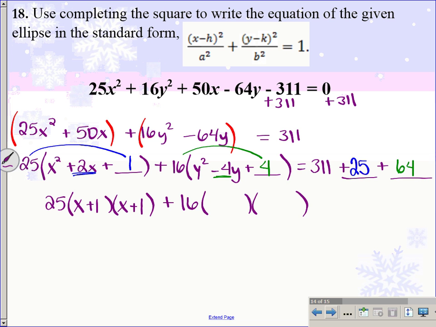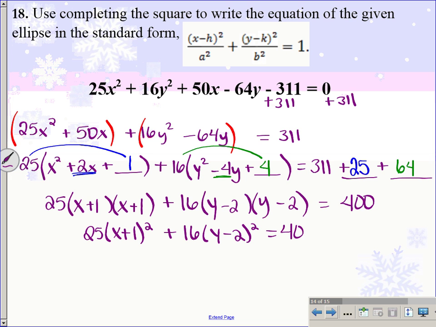For the y's, I'm looking for factors of 4 that add up to -4. Well, that's going to be -2 and -2, because they add to -4, but they multiply to +4. And on the right, if I combine all my like terms, 311 plus 25 plus 64, you get 400. Okay? Now the whole reason we wanted to write the two binomials is so we could write it as 1 binomial squared.